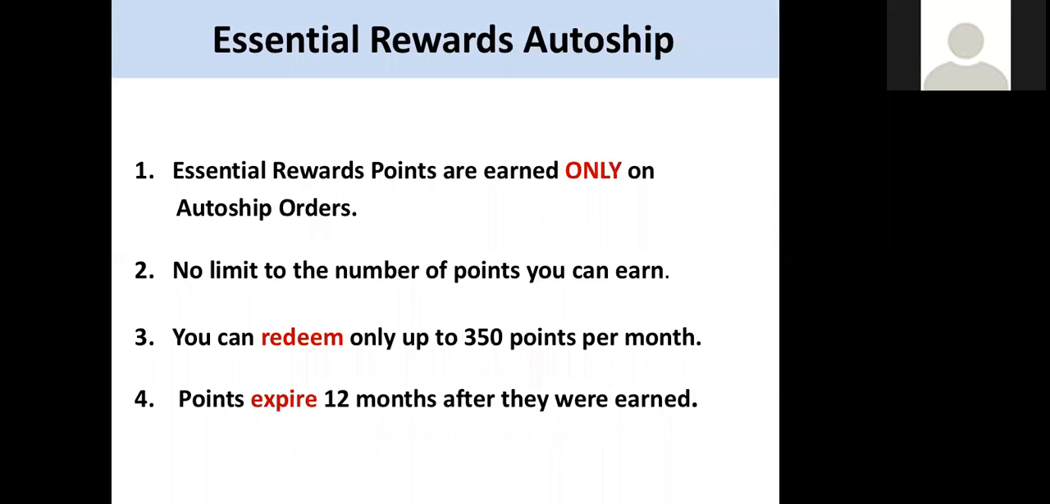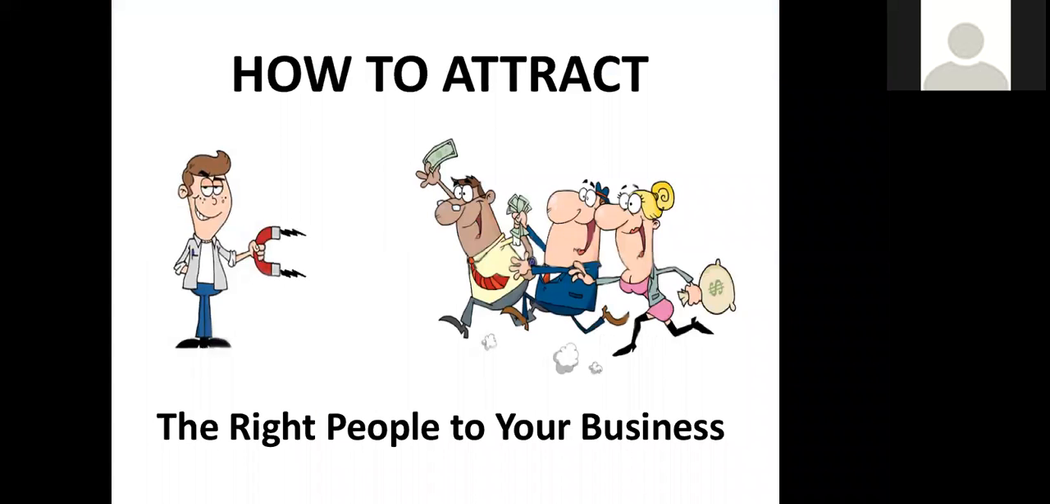So the Essential Rewards Auto-Ship program is very, very beneficial. There are some limitations as far as the number of points that you can redeem for the month, but there is no limit to the number of points that you can earn for the month. The points do expire, so it is important to remind members in your organization to use those points so that they don't get caught having them expire and not being able to redeem them for the free products that they may want.